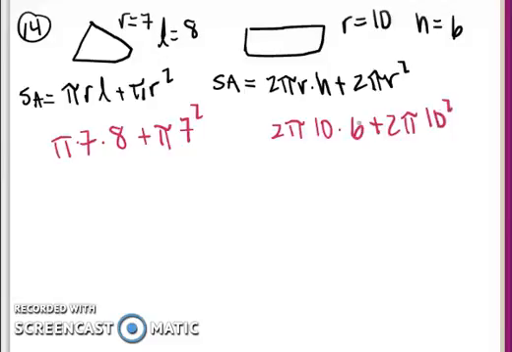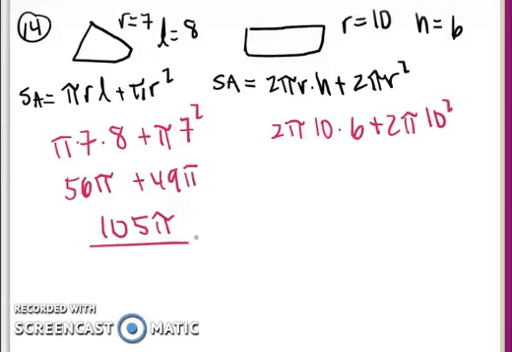Alright, let's go ahead and evaluate those. 7 times 8 is going to be 56. 56 pi. That's going to be 49 pi. So add those two together, and we get 105 pi. Over here, we're going to get 2 times 10 times 6. That's going to be 120 pi. I can do that one in my head. And then this is going to be 200 pi. 10 squared is 100 times 2. So we get 320 pi.